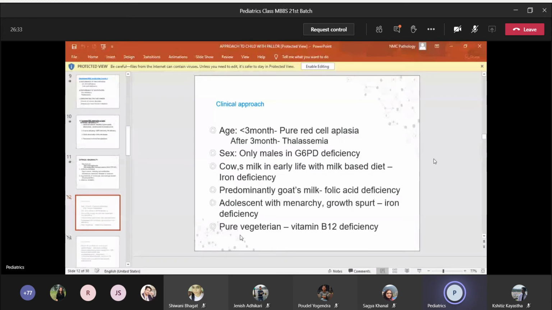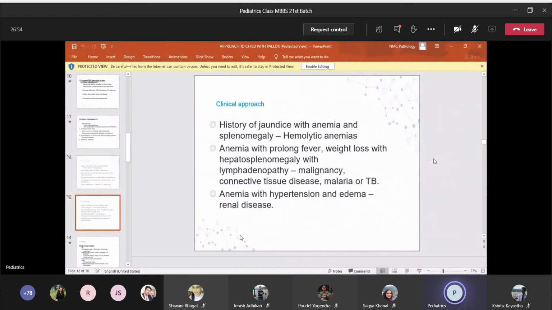If the child is predominantly on a goat milk based diet, then we have to think of folic acid deficiency. In the case of adolescents, with growth spurt, we have to think of iron deficiency. And if the patient is pure vegetarian, then vitamin B12 deficiency can cause anemia.